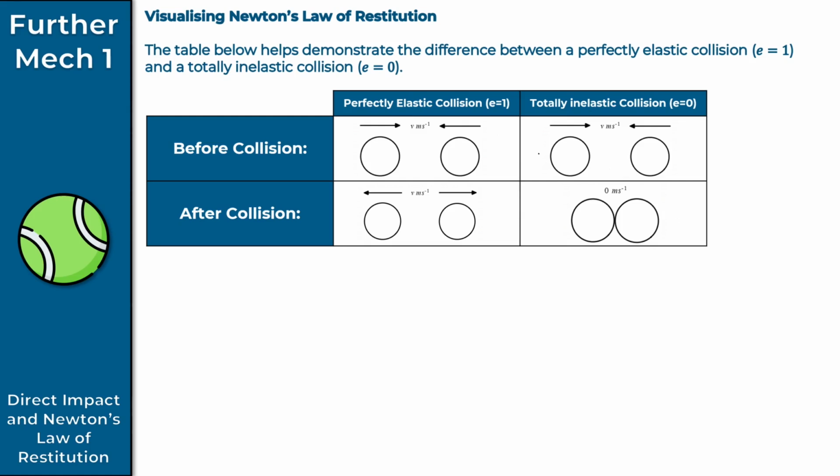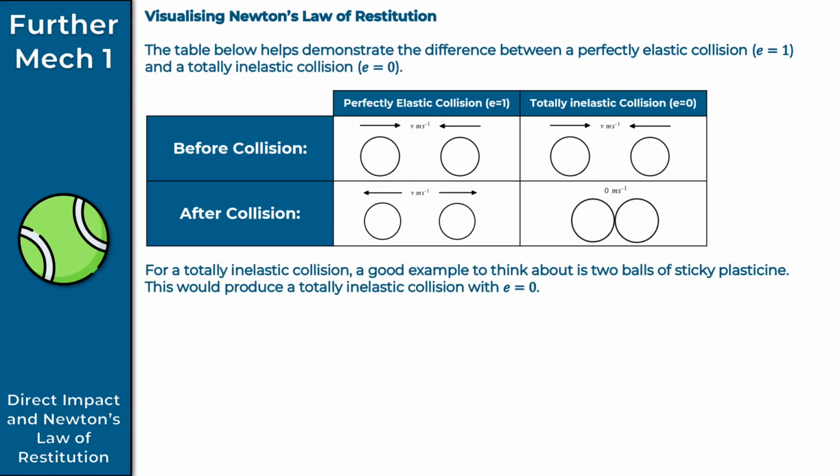When we have a totally inelastic collision, when e is equal to 0, as we can see, the particles will coalesce, in other words they essentially join together. A good example to think about for a totally inelastic collision is two balls of sticky plasticine. This would produce a totally inelastic collision because e would be equal to 0. In that case, the speed after the collision is simply 0 meters per second. In all of the situations, the speed before is v meters per second, so v, v, and v again.